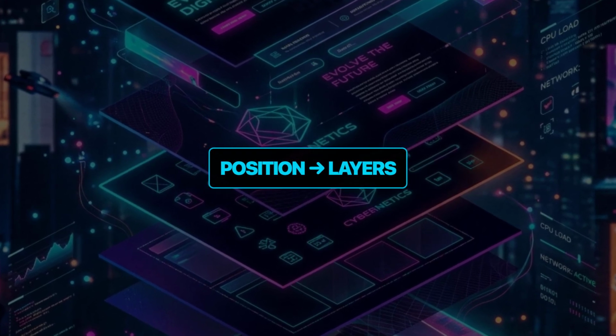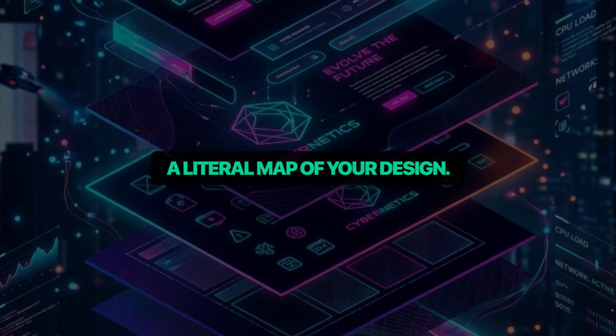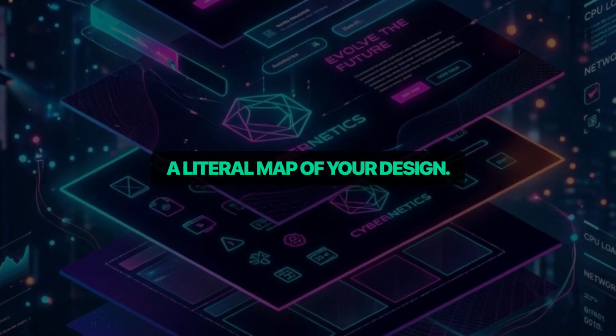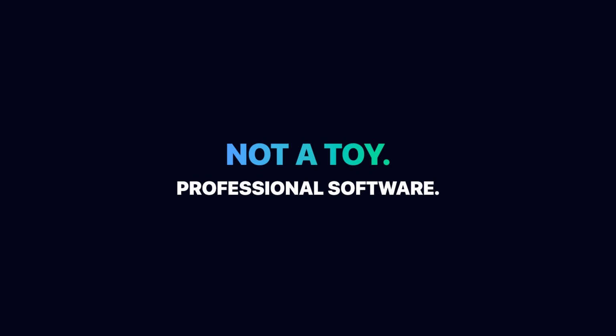Go to Position and click the Layers tab. This gives you a literal map of your design. You can hide elements, lock them, or reorder them instantly. It turns Canva from a toy into a professional editing software. If you aren't using this, you are working harder, not smarter.